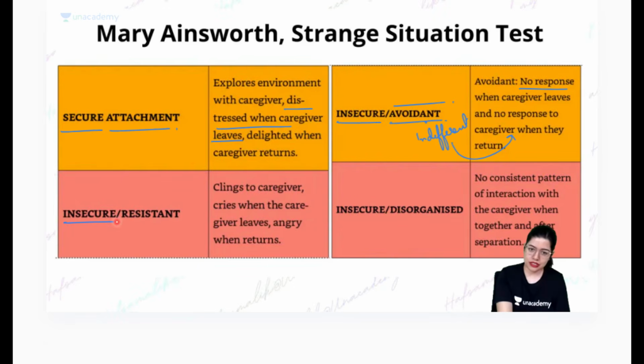Now we talk about insecure resistant. ये सारे insecure attachments हैं, the other three. So don't get confused. सब में insecure, why is it three? Just remember the avoidant, resistant and the disorganized part. Now we talk about resistant.